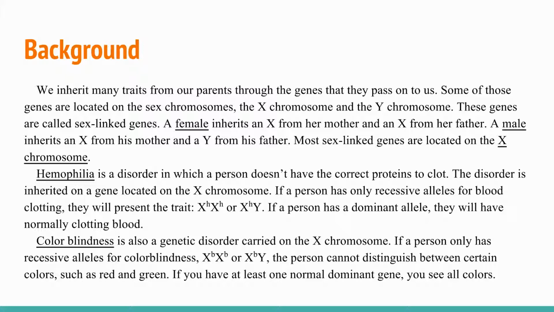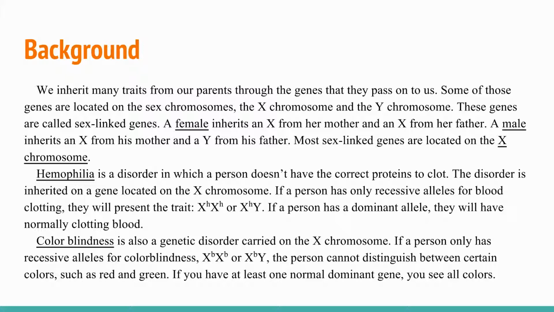The disorder is inherited on the X chromosome. If a person only has recessive alleles for blood clotting, they will present the trait. The genotypes are XhXh or XhY. If a person has a dominant allele, they will have normal clotting blood.